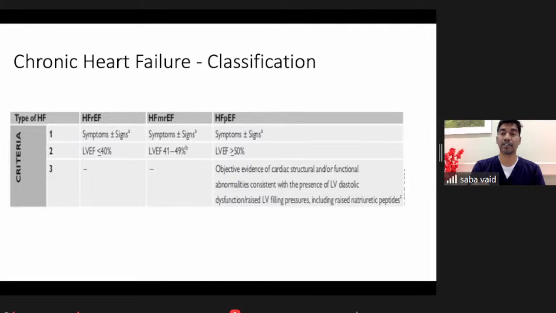If you look at signs and symptoms, they have signs of backward failure. They may come in with pulmonary edema. They may come in with peripheral edema. They may come in with raised BNPs. All these are markers of cardiac failure. You look at the ejection fraction, it can be greater than 50%.